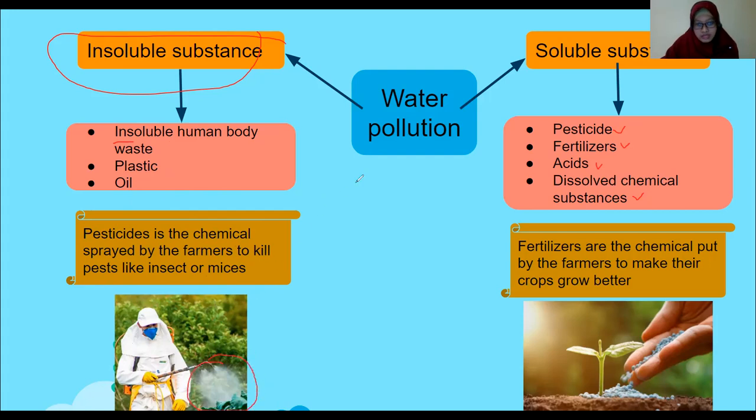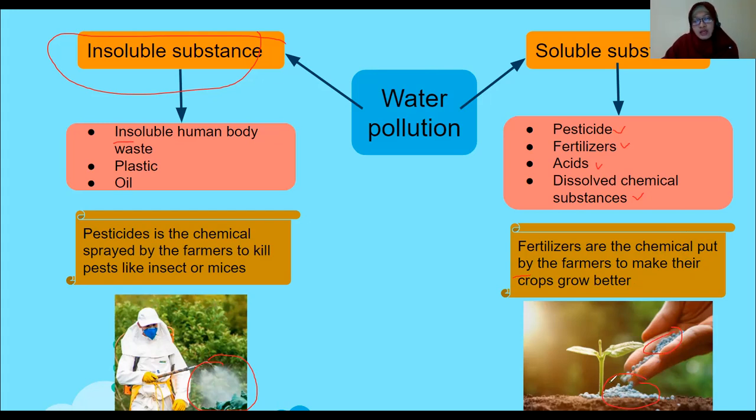And sometimes when it is washed by the raindrops and brought by the flow, it can poison the animals that live in the river or in the sea, when it is brought by the flow of the water. And then fertilizers are the chemicals put by the farmers to make their crops grow better. This blue little substance is the fertilizer. It is inorganic, made by some chemical process.